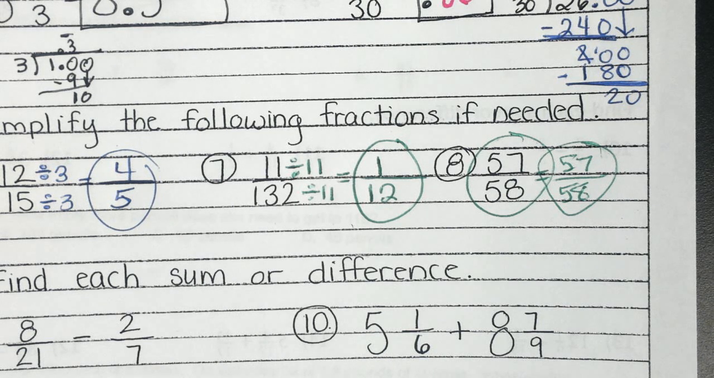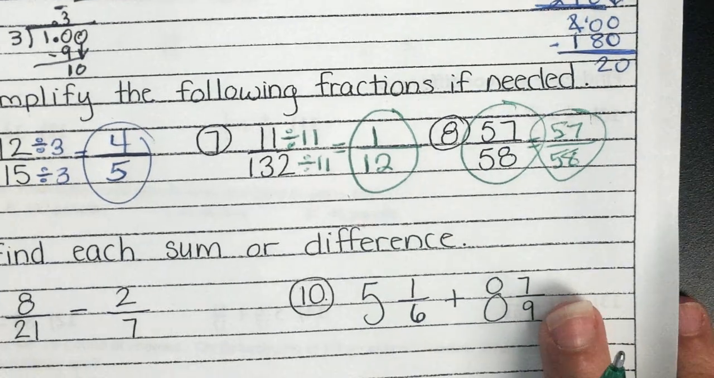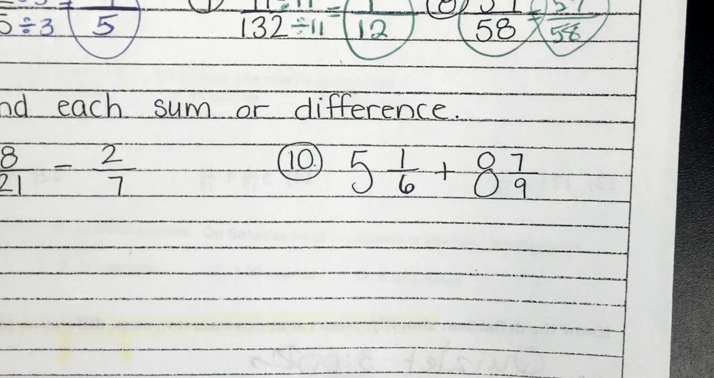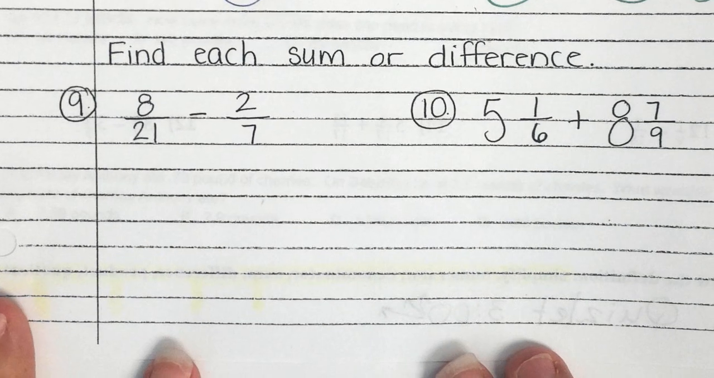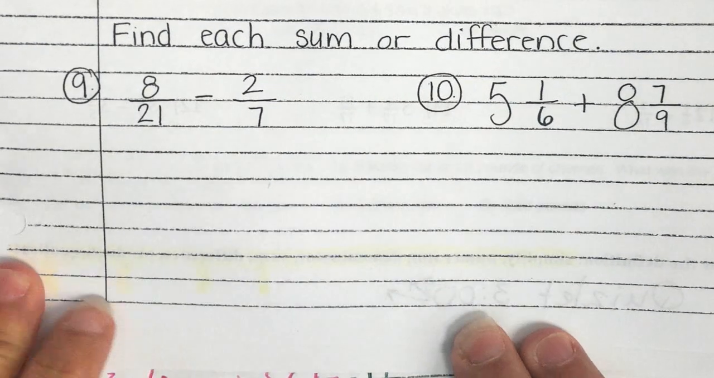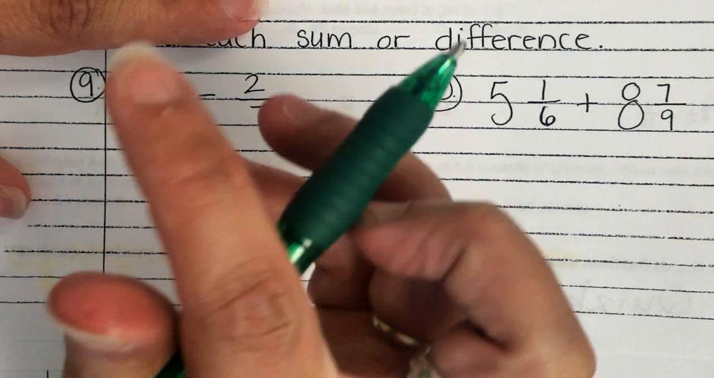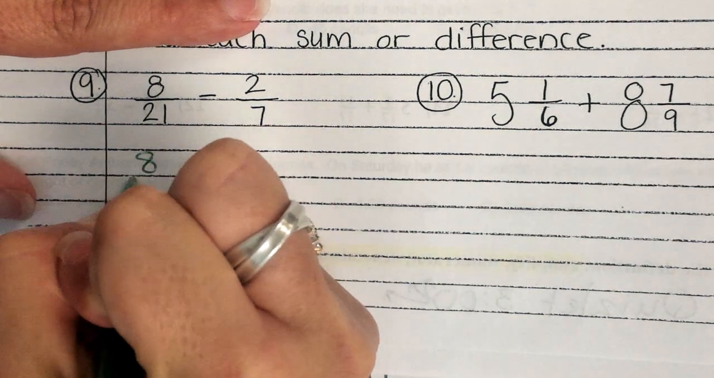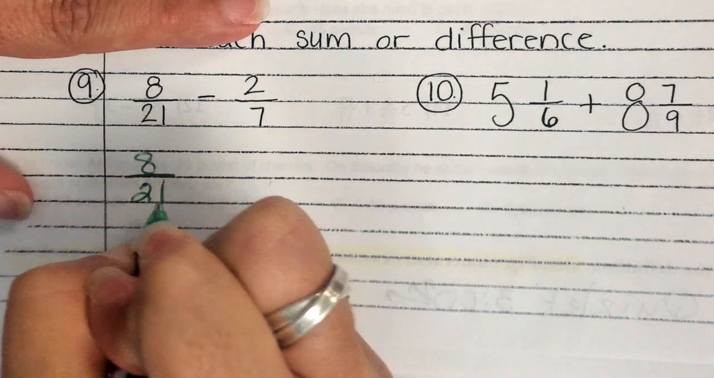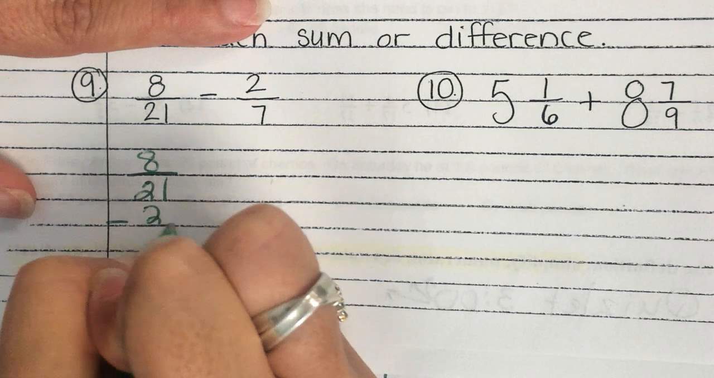Okay, last two, adding and subtracting. Now we know there's all different styles here. Some we simplify, some we borrow. Here we go. Let's look at number 9. Okay, 8 over 21 minus 2/7.